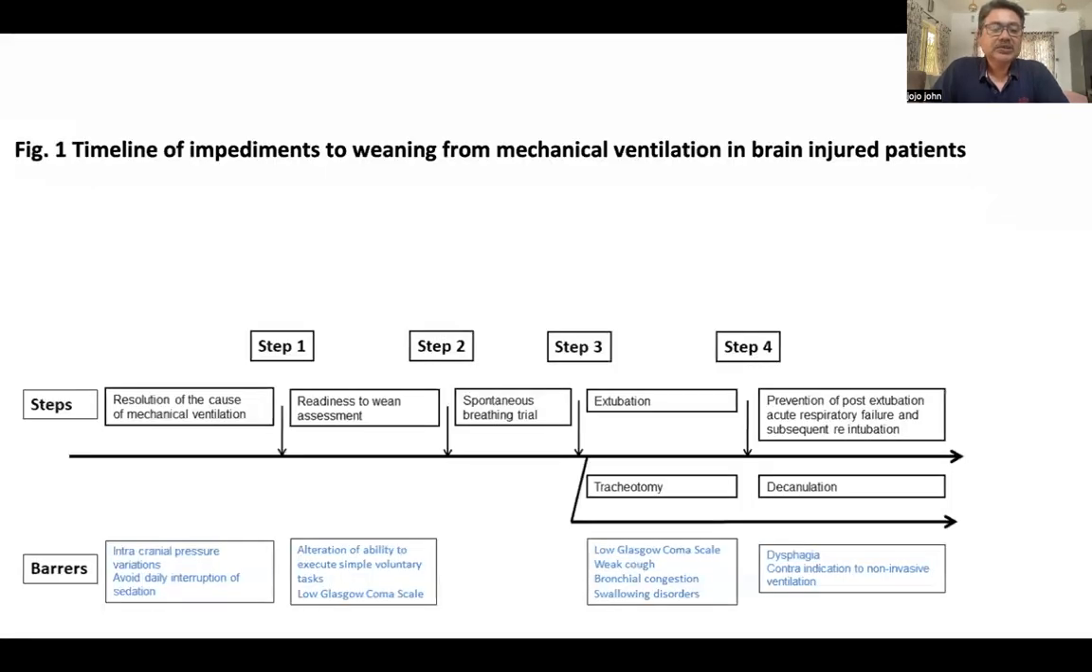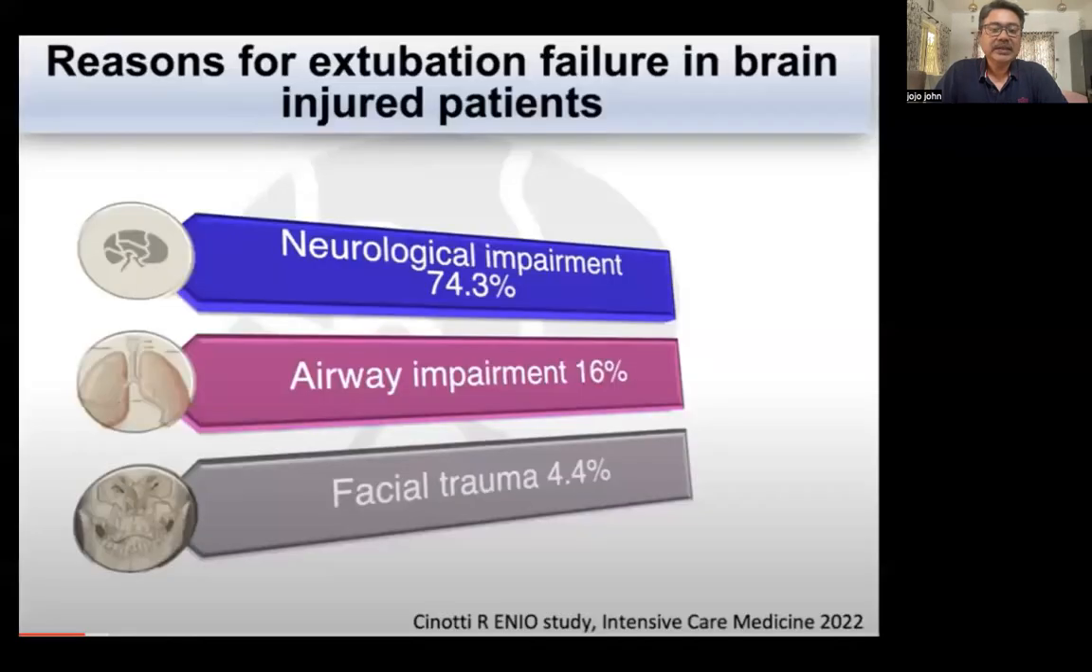How about weaning these patients? There are some challenges to weaning these patients because you cannot do your daily interruption of sedation and spontaneous breathing trials in these patients because they might have high ICP. Neurological response may be impaired and difficulty in assessing their level of sensorium can be a challenge. Weak cough, presence of secretions, and swallowing disorders are very common. And after extubation, NIV in case there is a failure is often contraindicated. So these are real challenges in extubating these patients, and extubation failure is quite common.